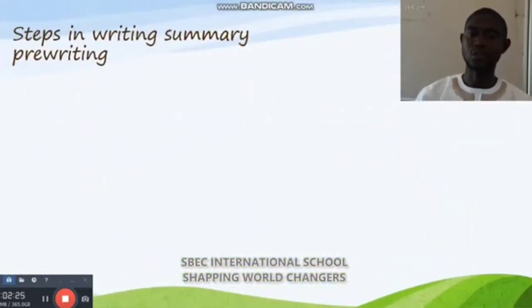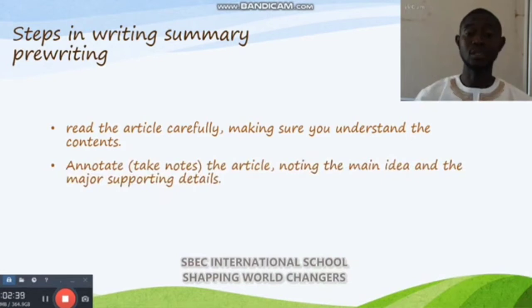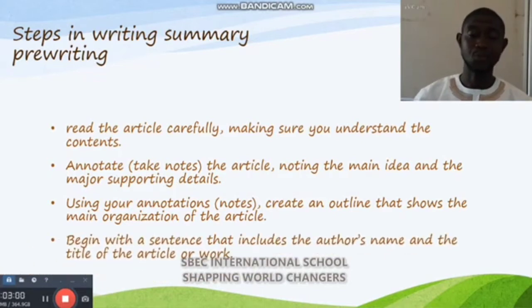Now, let us look at the steps in writing a summary. The first one is we read the article carefully, making sure we understand the content. We annotate, that is, you take note of the main ideas and the major supporting details of the passage. You use those notes you have taken and you create an outline that will help you later to write your summary. You begin with a sentence that includes the author's name and the title of the article or work you are summarizing.